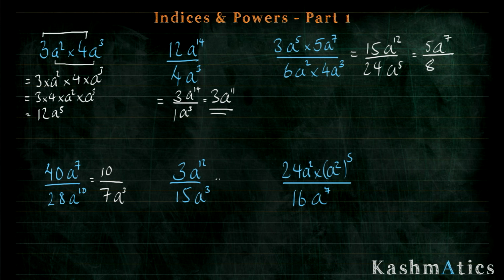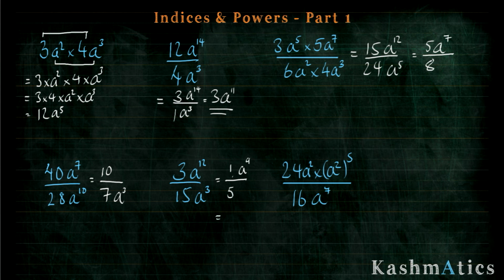Let's look at this one here. 3 over 15. That simplifies to 1/5. And let's see where the a's end up. So I've got more a's on the top than I have on the bottom. There's 9 more on the top compared to the bottom. So that would be a to the power 9.